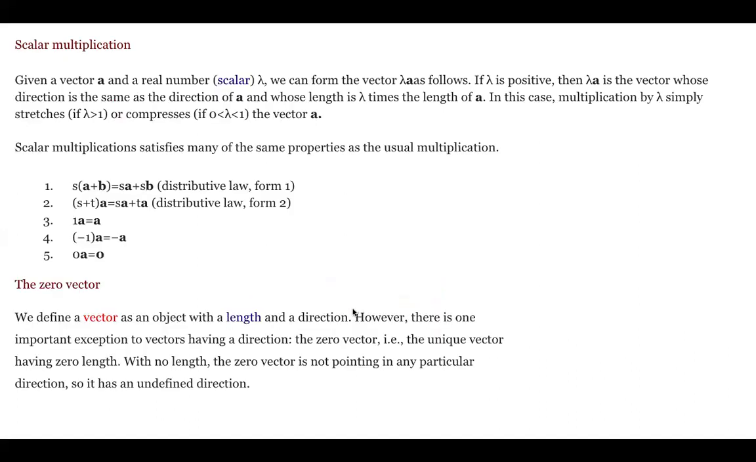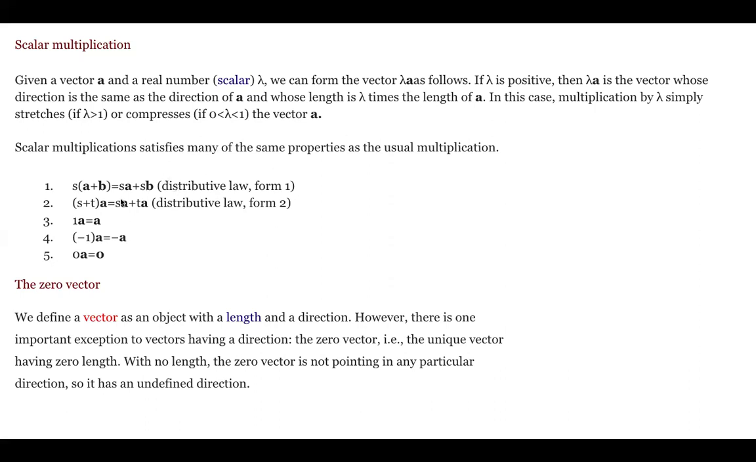Multiplication of a vector. Given a vector A and a real number lambda, a scalar, we can form the vector lambda A as follows. If lambda is positive, then lambda A is the vector whose direction is the same as A and whose length is lambda times the length of A. Otherwise, if lambda is negative, it goes in the opposite direction.